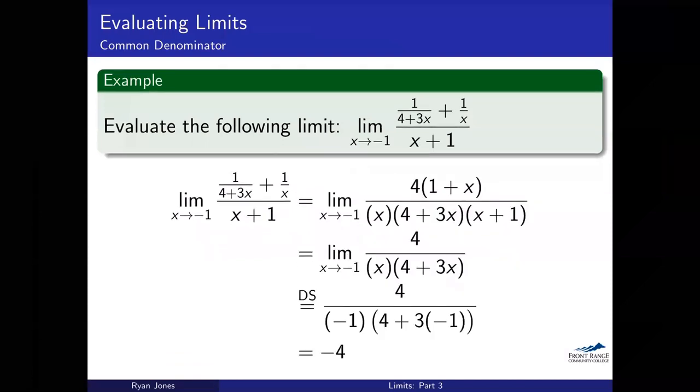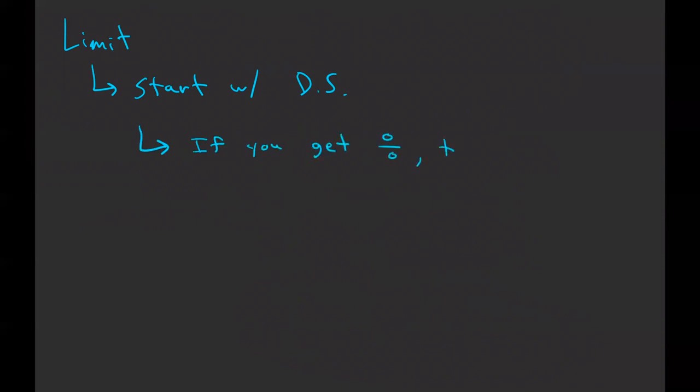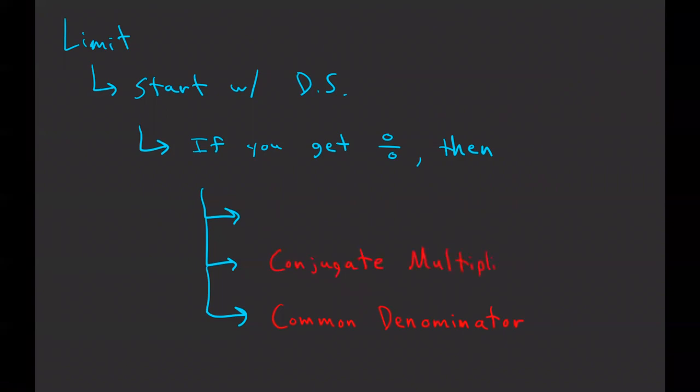I just want to wrap up by doing a recap of the methods that we've seen here. When we have a limit, we always start with a direct sub. And then if you get 0 over 0, then we come down into one of 3 methods. There are obviously a lot more methods, but these are the 3 that we've talked about today. We just finished off with common denominator. Before that, we did that conjugate multiplication. And we started off with that factoring and canceling.